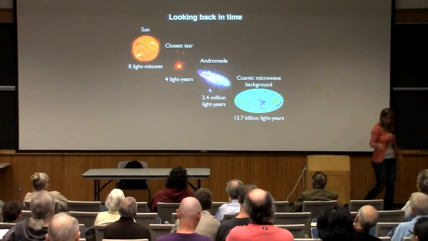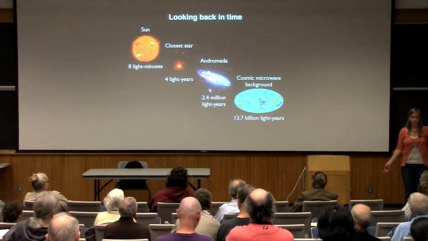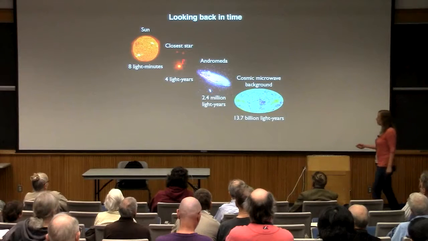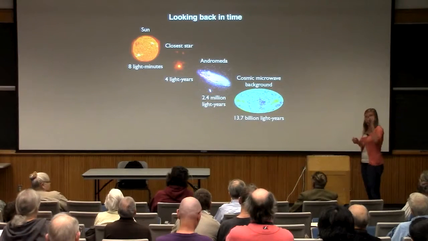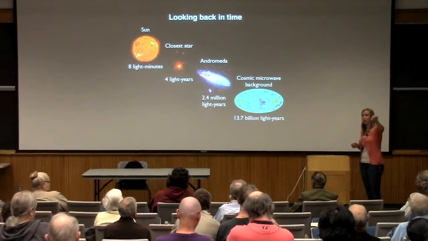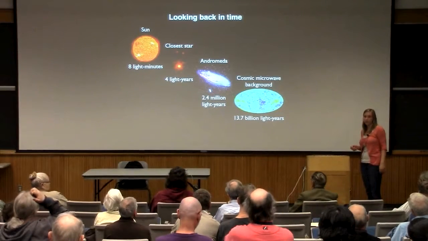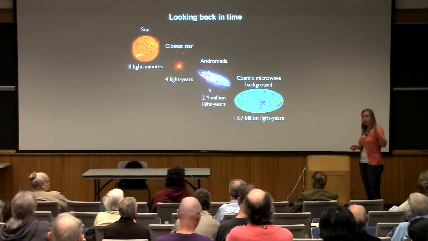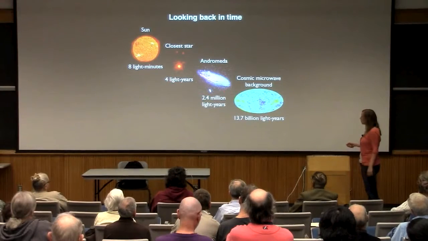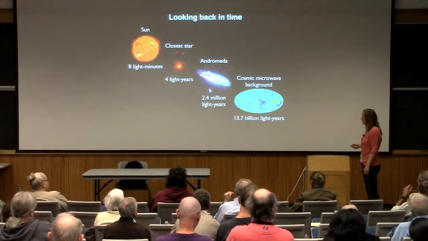And that's because the light takes some time to reach us. So for example, the sun, it takes about 8 minutes. So if you look at the sun right now, the light that we're seeing is not the light that it's emitting at this moment. No, we see the sun how it was 8 minutes ago. The closest star is 5 light years away, 4 light years away. So we see the star how it looked 4 years ago. Andromeda, we see it how it looked 2.4 million years ago.